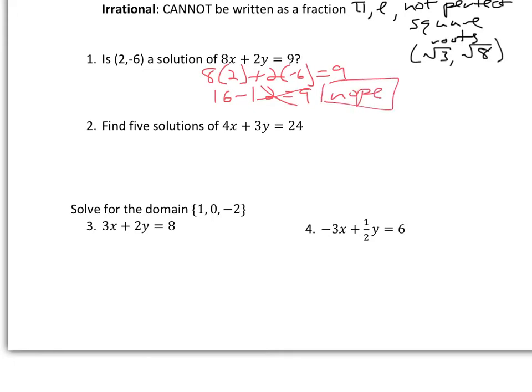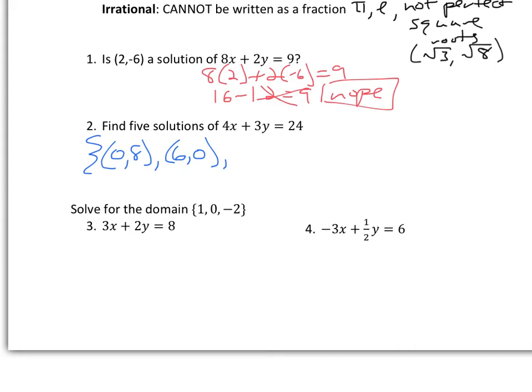We're going to find 5 solutions now for x plus 3y equals 24, so you could just plug in whatever you want. Let's do the zeros. The zeros are pretty easy. If we plug in 0 for x, then y has to be 8. If you plug in 0 for y, then x has to be 24.